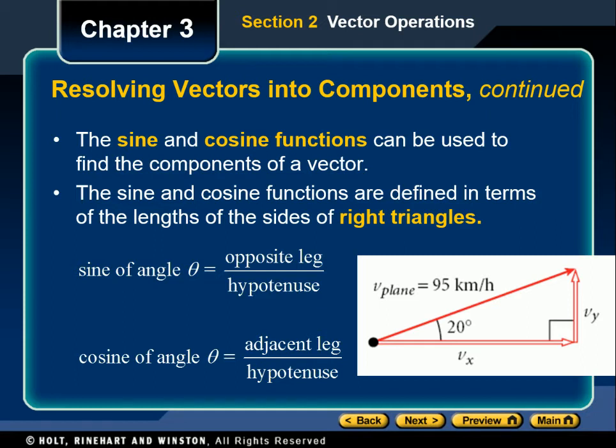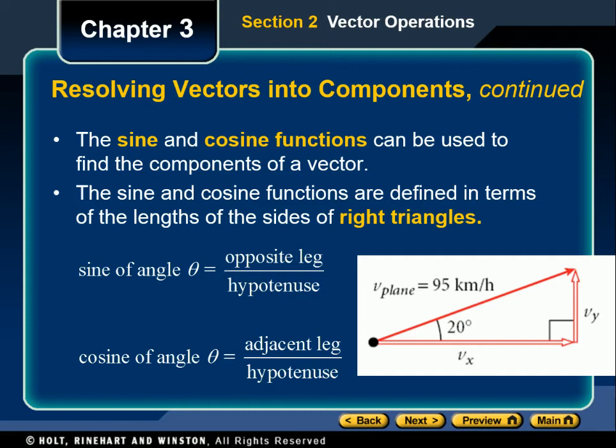The sine and cosine functions are defined in terms of the lengths of the sides of such right triangles. The sine of an angle is the ratio of the leg opposite the angle to the hypotenuse. In figure 2.7 on the screen now, the leg opposite the 20-degree angle represents the y component, v sub y, which describes the vertical speed of the airplane. The hypotenuse, v sub plane, is the resultant vector that describes the airplane's total velocity.